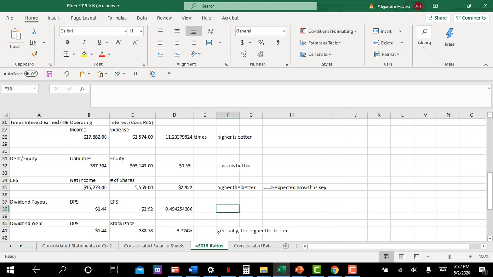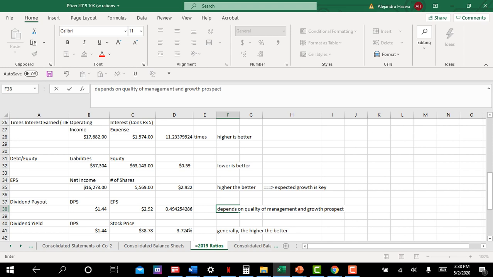So what I'm going to put here for dividend payout is: depends on quality of management and growth prospects. And by growth prospects, I mean projects such as a pharmaceutical project, phase 1, phase 2, phase 3. It depends on the quality of management. How good is management at managing the firm and choosing the projects, and growth prospects.